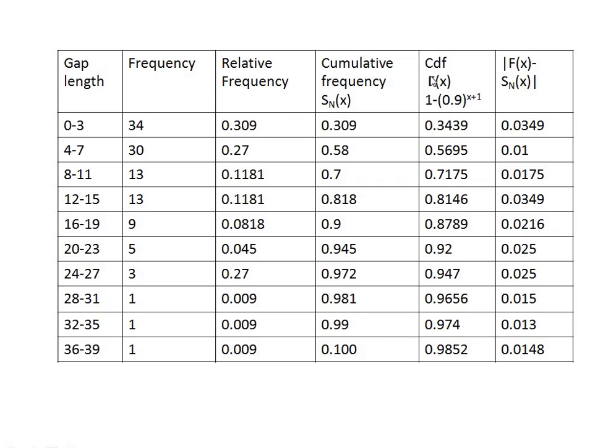That is the cumulative frequency. And the CDF F of x is calculated as 1 minus 0.9 to the power of x plus 1, where x is the upper limit of each gap length, that is here 3 plus 1, here 7 plus 1, here 11 plus 1, 15 plus 1, and so on. Obtain the values here, and the last column is the difference between Sn of x and F of x. D maximum is the maximum value in this column, that is 0.0349.